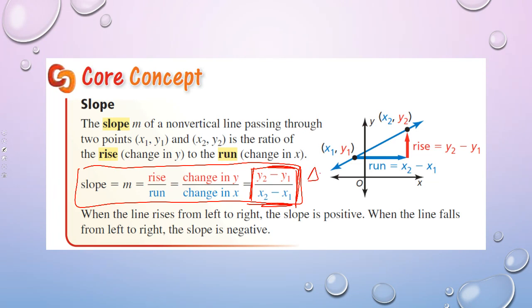Sometimes you'll see it written as delta y over delta x. Delta is the Greek letter, kind of looks like a triangle. So when you see delta y, that means the change in the y values over the change in the x. When the line rises from left to right, the slope is positive. And when the line falls from left to right, the slope is negative. So always look at your answer and make sure that it makes sense by looking at the graph. If your graph is going up from left to right, that means your slope should be positive. If your graph is going down from left to right, then your slope should be negative.